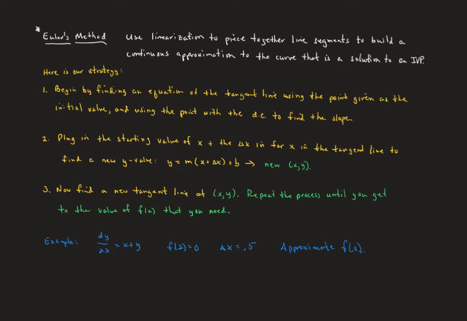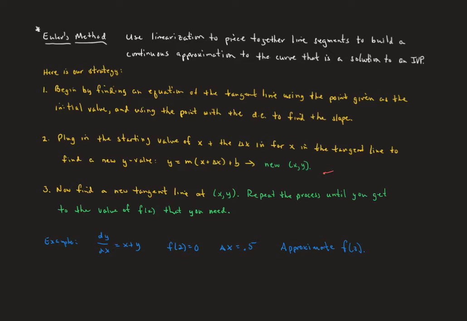Then we use that equation of that tangent line as a temporary function. We then plug in the starting value x plus whatever the delta x that's given to us, and we plug that into the tangent line to get a new value of y. So we have our new x plus delta x, y plus delta y that gives us our new ordered pair x, y. Then we go back and repeat the process that we did by finding a new tangent line at that point x, y, and we step that over and we kind of imagine that we're using this tangent line to start at the initial point.